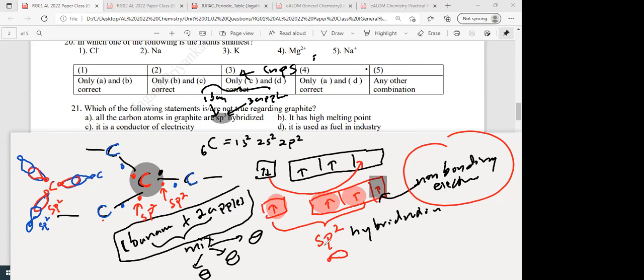sp2 means what? 1 from s orbital, 2 from p orbitals mix up to make 3 hybridized orbitals. Is that clear? From the hybridization name, you can decide how many orbitals are involved in the hybridization. 1 from s orbital and 2 from p orbitals. Then how many cups do you have to make? You have to make 3 cups. The number of hybridized orbitals formed depends on the number of atomic orbitals involved in the hybridization.